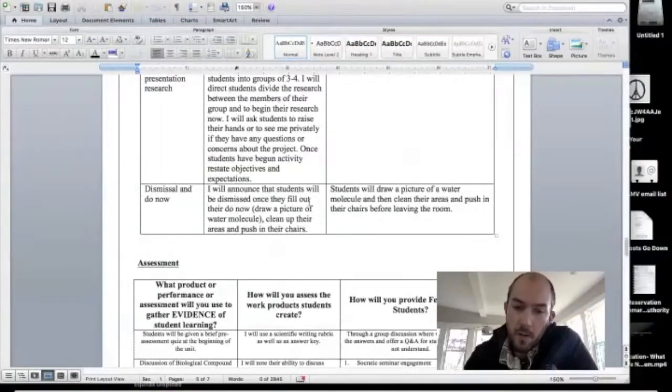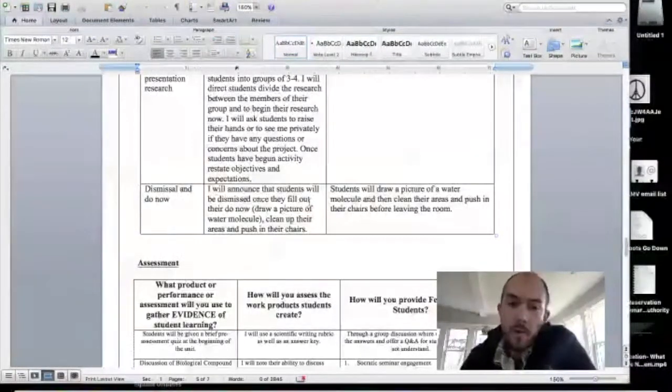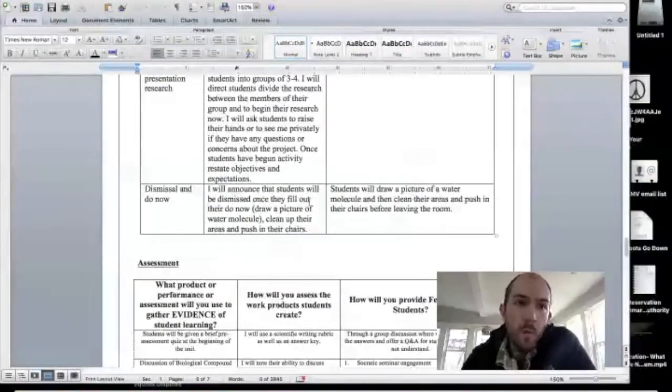And as I'm walking around, I'll really make sure that they all get that, so that when they do their do now, I know that they've exhibited to me before we do that final assessment.